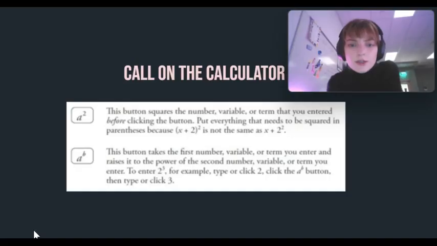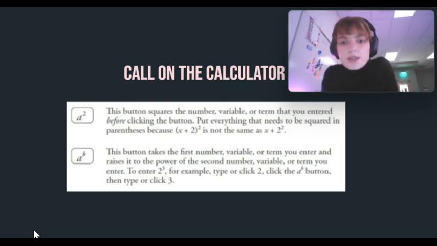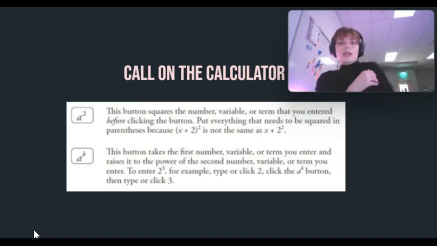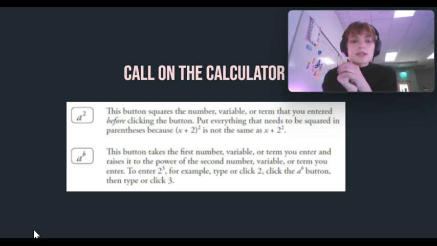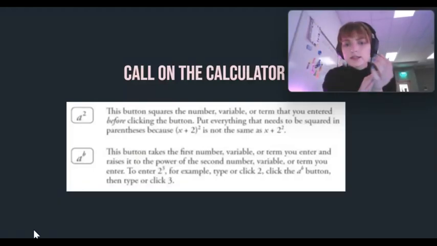Here's a button that you will see on the digital calculator. There are two options when we are working with exponents. The first is a squared. That will square the number, variable, or term that you've entered before pressing that button. If you are squaring an entire term, please put those things in parentheses. That is not the same. Note that in the example, x plus 2 squared is not the same as x plus 2 squared.